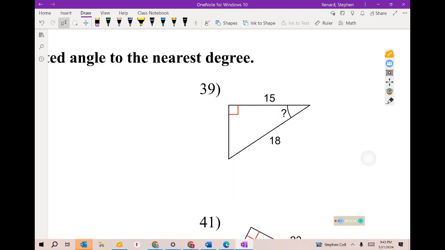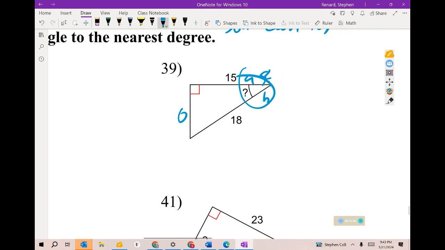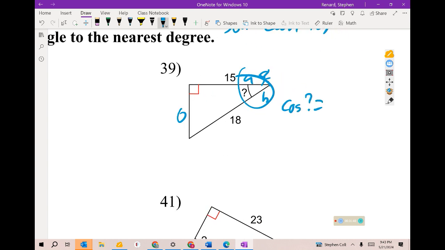39. So now we know we have the sides, but we don't have the angles. So this, we have A and H. So that's cosine. So we know the cosine of this angle equals 15 over 18. So what you do is you grab a calculator and you say, okay, second cosine, what is the inverse cosine of 15 over 18?